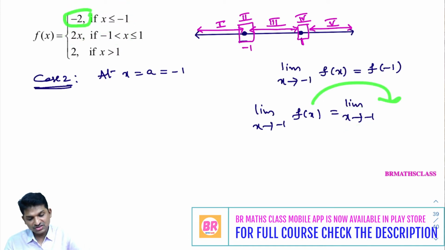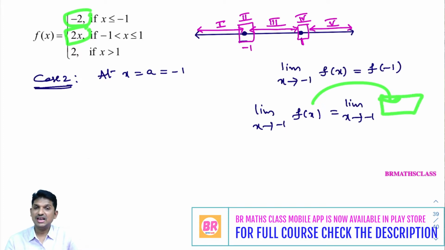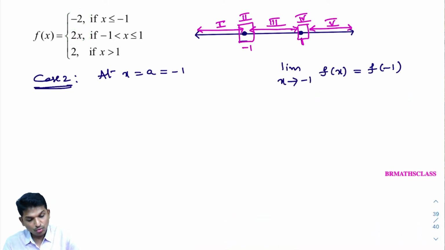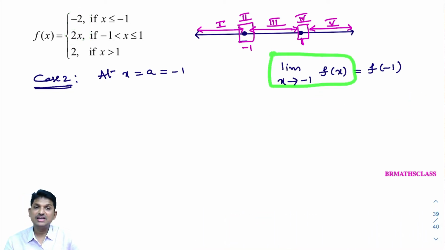Here, both the functions are eligible to write. So we cannot write both the functions here. So to avoid this confusion, I'll calculate left hand limit and right hand limit. What we concluded? To calculate this, I'm going with left hand limit calculation as well as right hand limit.